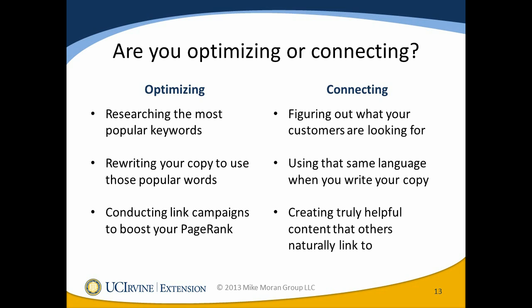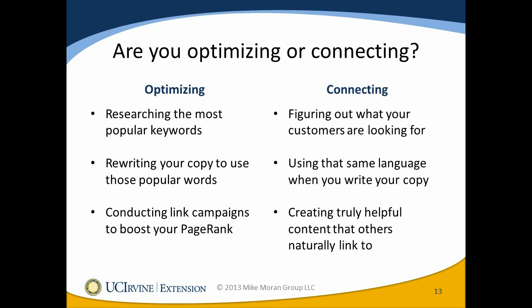Optimizers rewrite copy to use those same popular words. Connectors write copy using the same language that your clients and customers are using. Now, those may seem like the same things, but they're actually using different keywords because of what they did in that first step. Instead of looking at the most popular keywords, they're looking at the ones that are the best descriptions of the site.